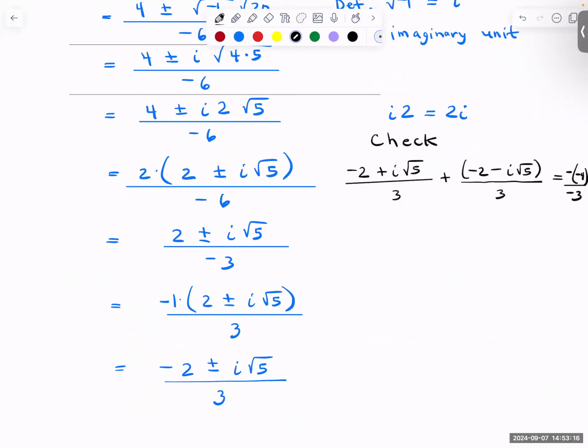Now, adding the fractions, we have negative 2 plus negative 2 is negative 4. The two imaginary numbers are opposites. Positive i square root of 5 and minus i square root of 5 will subtract to 0, or cancel out, over the common denominator of 3. And the right side is positive 4 divided by negative 3. And this statement is true. So the two solutions, or the two roots, are verified. And we have finished.